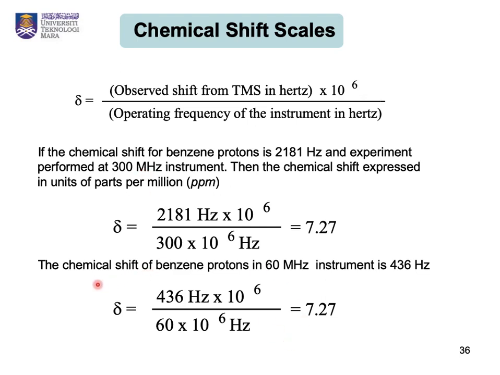So you can see that the chemical shift of the benzene proton is 60 hertz. So this one is 60 multiplied by 10 to the power 6 hertz. Convert megahertz into hertz, and therefore 436 hertz multiplied by 10 to the power 6, which is a part of the formula. You can see the value in ppm is the same as in the case of 300 megahertz. That's why we use parts per million instead of hertz.